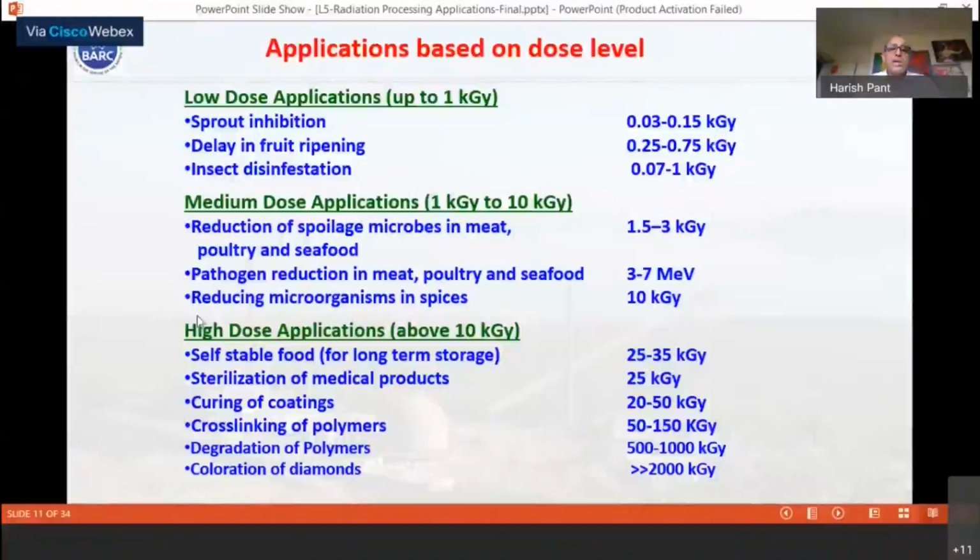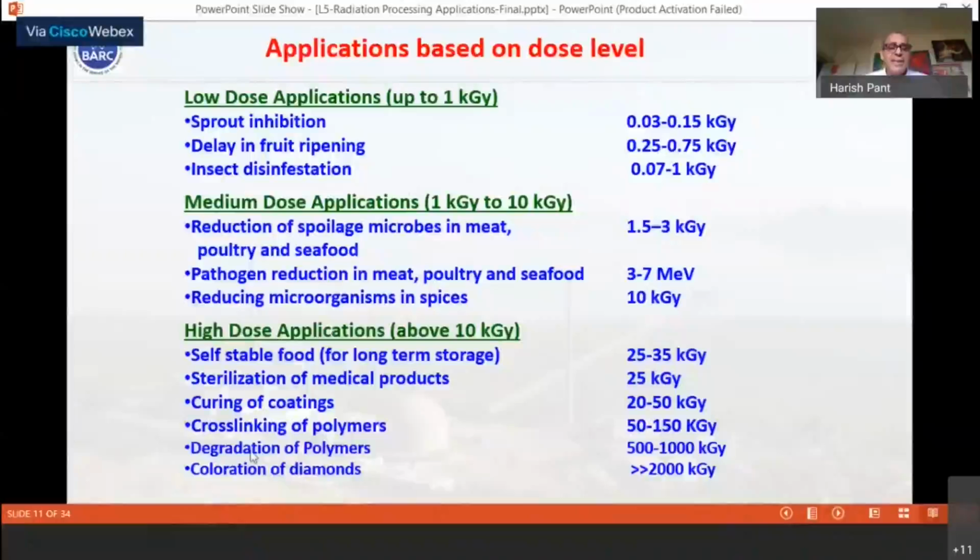And there are high dose applications like irradiation of shelf-stable foods. In case of some natural calamity, or where food needs to be stored for a long time, irradiated foods are used. Sterilization of medical products requires 25 kilogray. Curing and coating, as I told you, requires 20 to 50 kilogray of dose. Cross-linking of polymers requires a dose of 50 to 150 kilogray.